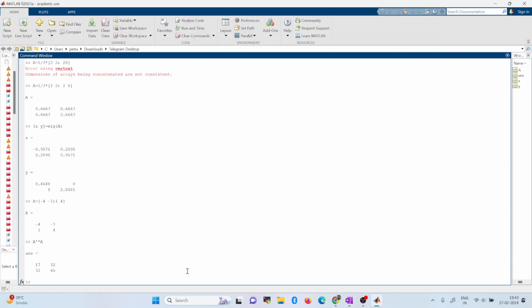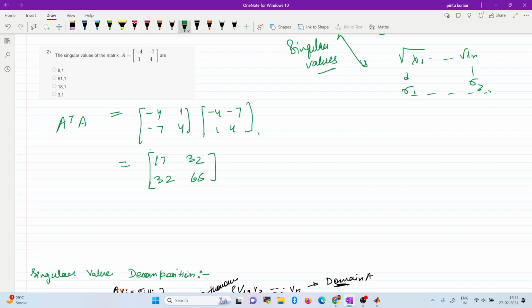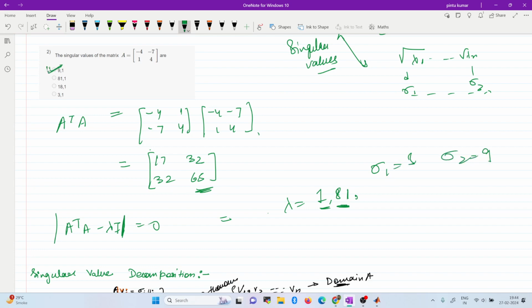I'll try to find the eigenvalues for this also. Again using the same approach, we do the determinant of A transpose A minus lambda I and equate it to 0. The values that you will obtain are lambda equal to 1 and 81. What we said is that the singular values are the square roots of the eigenvalues of A transpose A. So sigma 1 is 1 and sigma 2 is 9. So we obtain this as the correct answer.